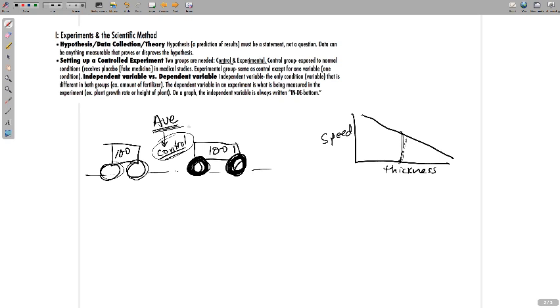The control group is the normal one, the average. So here we have super thin tires, and here we have super thick tires. So these two are considered experimental groups, okay? Don't think that the thin one is the control group and the thick one is the experimental group. This is a range, and in this example, I basically had the control in the middle.